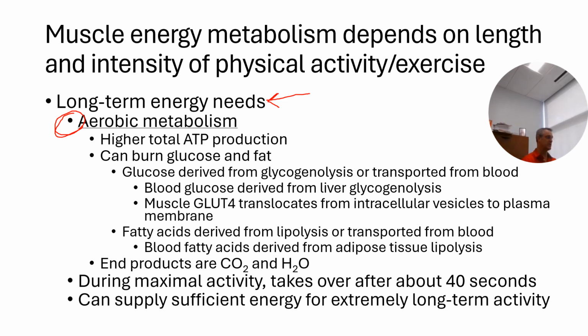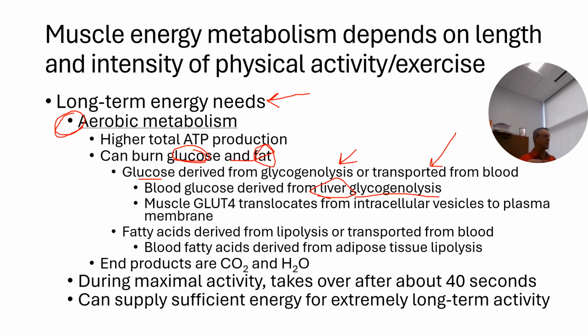We're breaking things down, citric acid cycle, the respiratory chain. And this, in addition to burning glucose, we can also burn fat, okay? Because, remember, fat can enter acetyl-CoA and also be run through the aerobic metabolism here. So the glucose, it's still going to come from glycogenolysis. It can be transported in from the blood, but now we have time to do some special things. The liver can actually have glycogenolysis as well.